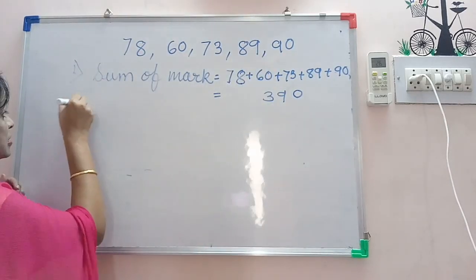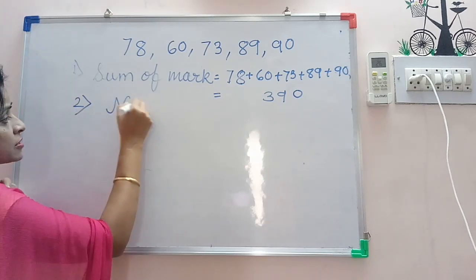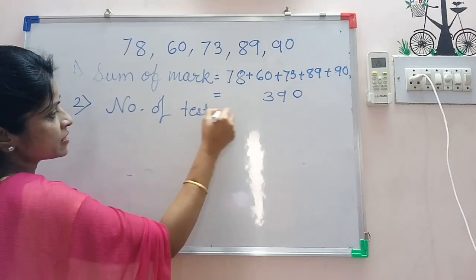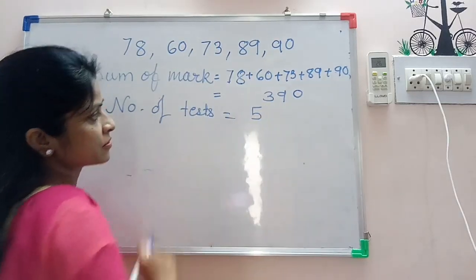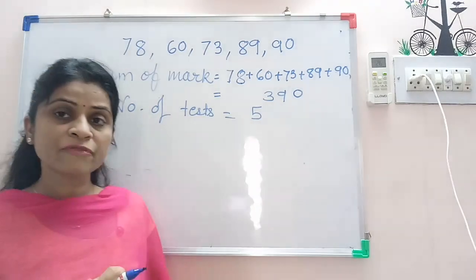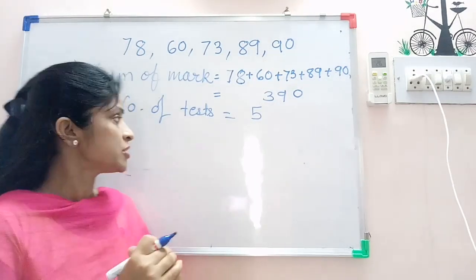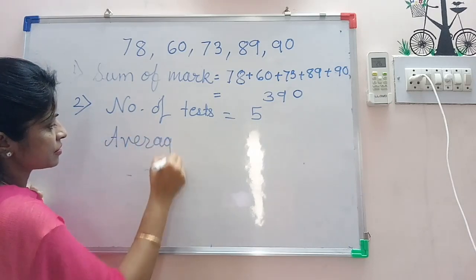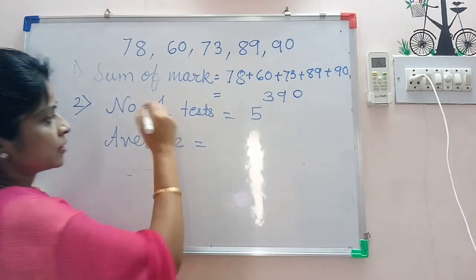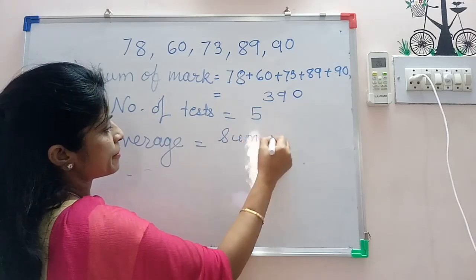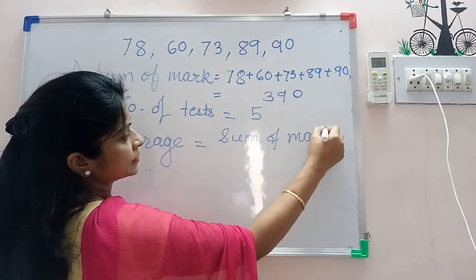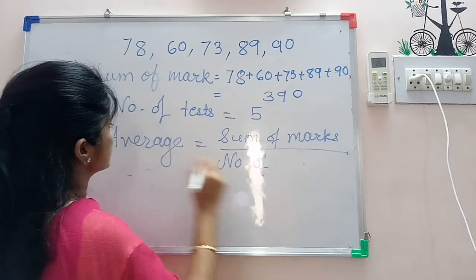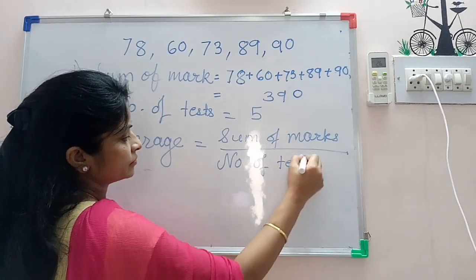Now in the second step, the number of tests. How many tests has he given? 5 tests. Now we have a formula for the average. To find the average: average is equal to sum of marks divided by number of tests.